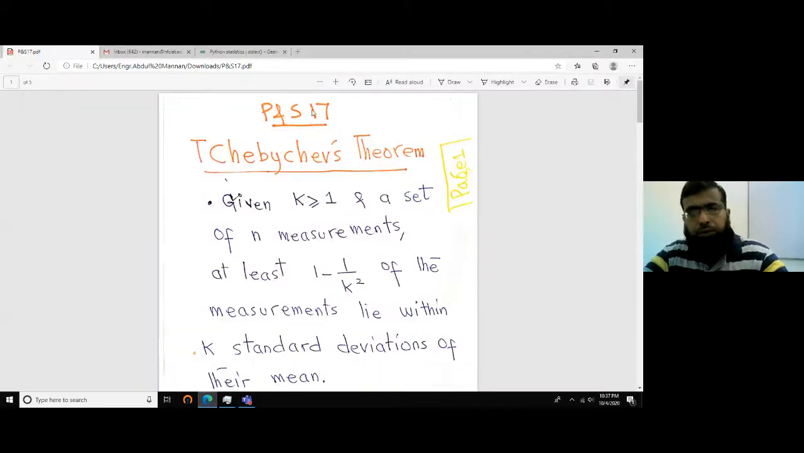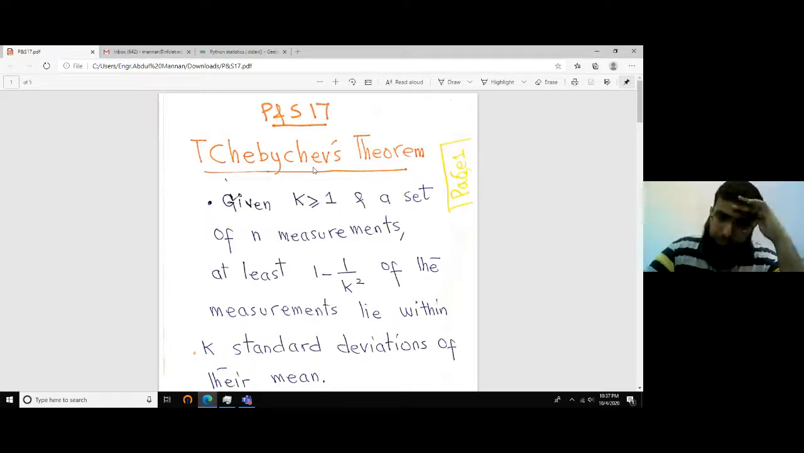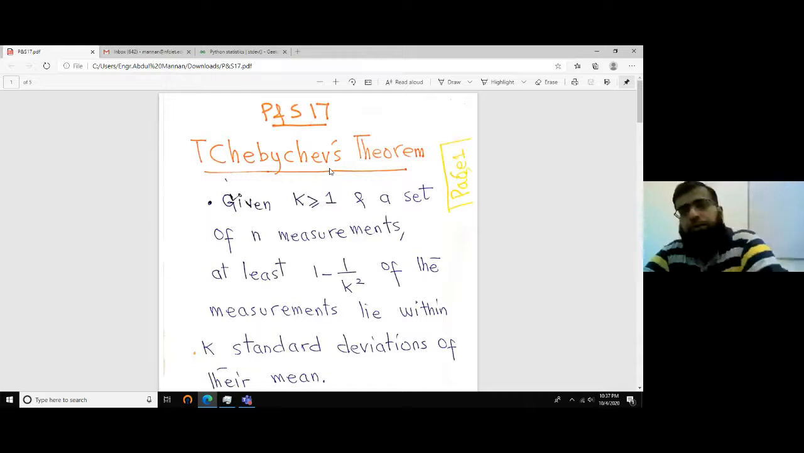Welcome to the 17th lecture. In this lecture, we will study a very famous theorem regarding the mean and standard deviation of either a sample or the population. It works on both the sample and the population.